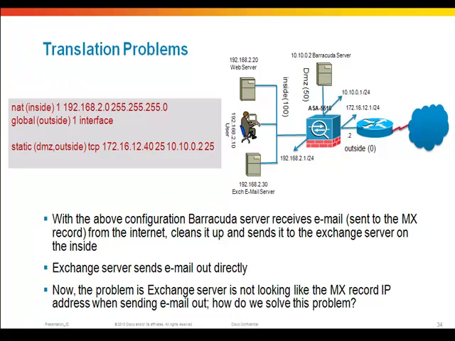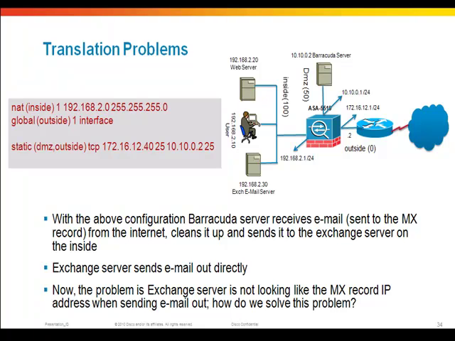All right. A lot of times we hear requests from the customer saying, we have a Barracuda server on the DMZ, for example, that receives all the email from the internet, and it does whatever laundry it has to do, cleans it up, and then sends those emails to the Exchange server that's on the inside. Now, the normal thing is the Exchange server doesn't send the email to Barracuda, and the Barracuda does not send the email to the internet. The Exchange just sends the email directly to the internet.